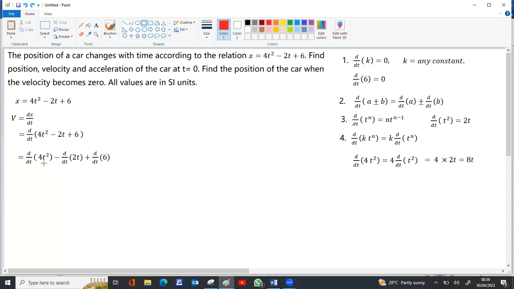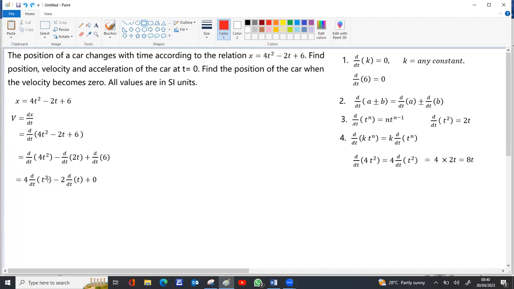Now from here we have a constant with a function, so we go to rule number 4. The k will simply come outside. The 4 will come outside as 4 into d by dt of t squared. The 2 will come outside as 2 into d by dt of t. d by dt of 6 is a constant, and we already know that for a constant the differentiation will be 0. This will disappear. Here 4 comes outside, here 2 comes outside.